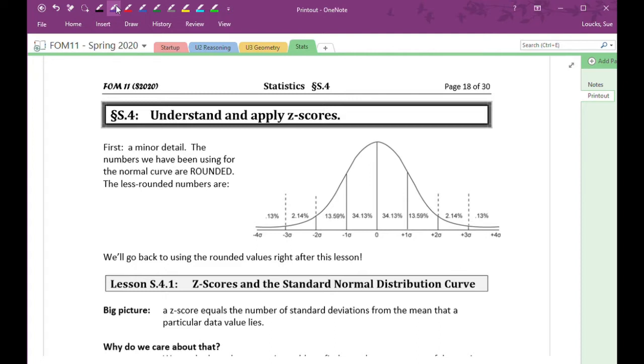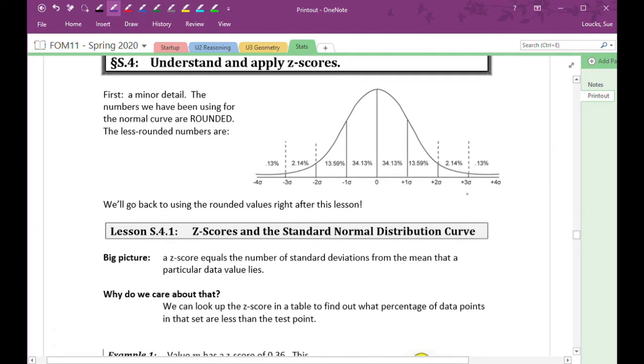because what the Z-score does is it lets you map a data point to where it is on the normal distribution curve. That will make more sense in a few minutes, okay? The big picture, the Z-score is a number that gives you how many standard deviations from the mean a particular data point is, okay? And what that does is it lets us look up in a table to find out what percentage of the data is less than your test point. Okay, so that's really useful.